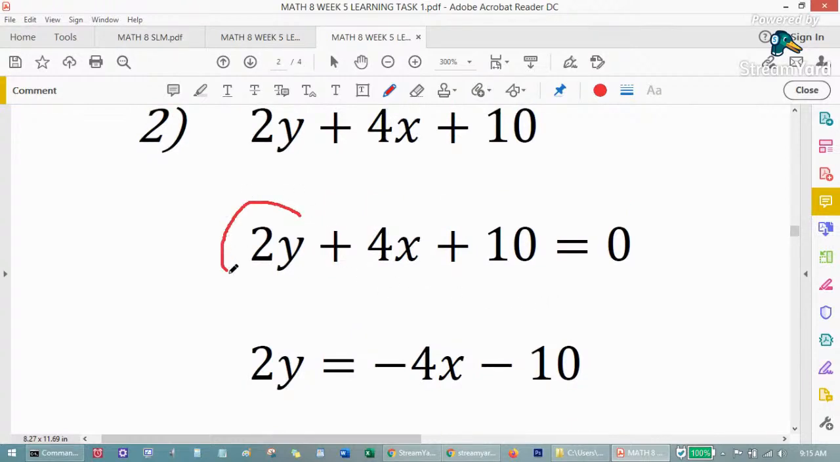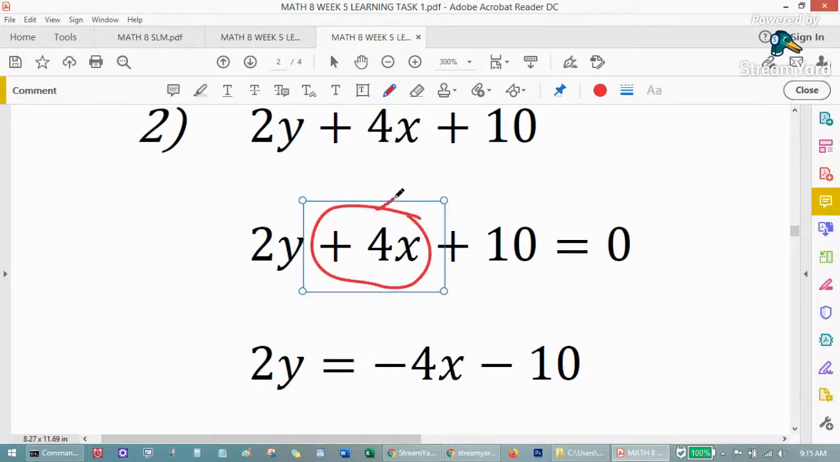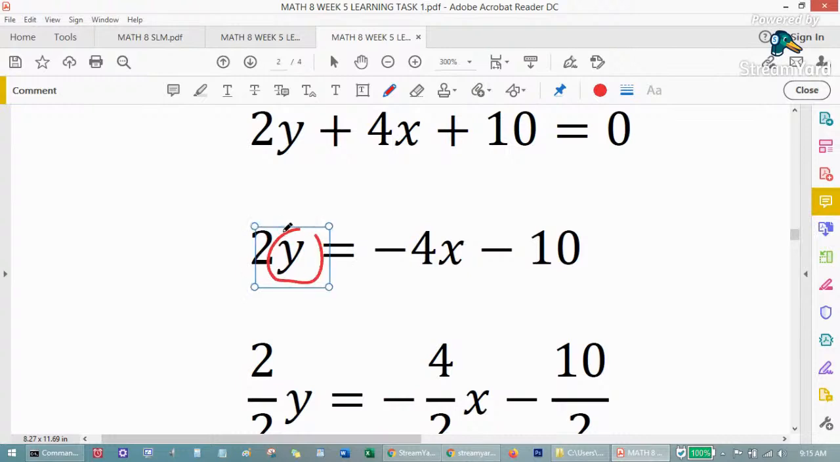Next, kailangan yung y lang ang maiwan sa left side. So, itong positive 4x, ililipat natin sa kabila, magiging negative 4x. And then, itong positive 10, lilipat natin sa kabila, magiging negative 10. Okay? And then, yung y, dapat 1 ang coefficient or wala, yung mga coefficient na mas malaki sa 1.